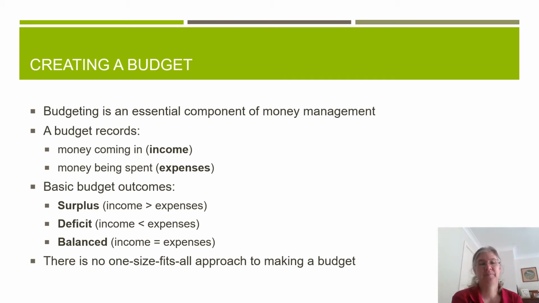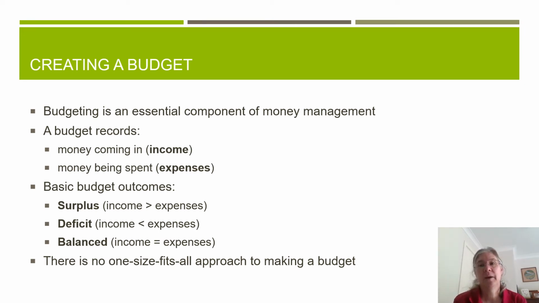So budget. This is a tool for managing our money. It records all the money coming in, which is our income, and all the money being spent, so what's flowing out, our expenses. Hopefully you'll have a surplus, so what's coming in is greater than what's going out. It could be possible, hopefully just a one-off bad month or week, that you'll have less. You'll have a deficit: your income's less than expenses. Or you could perhaps be perfectly balanced.